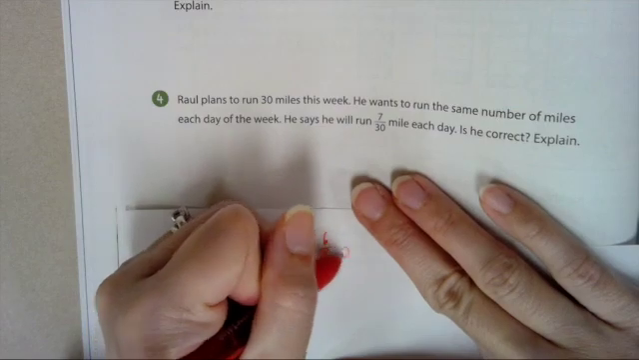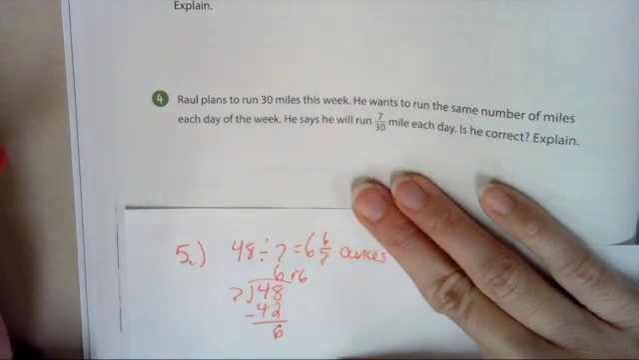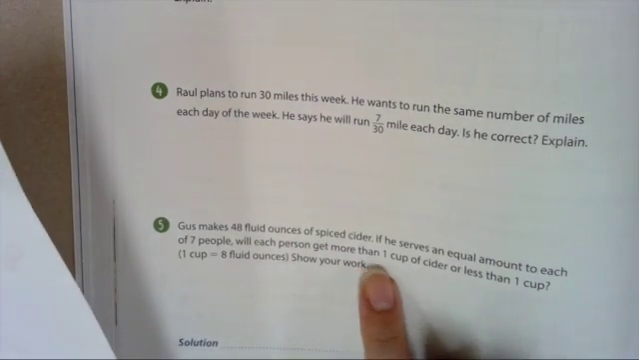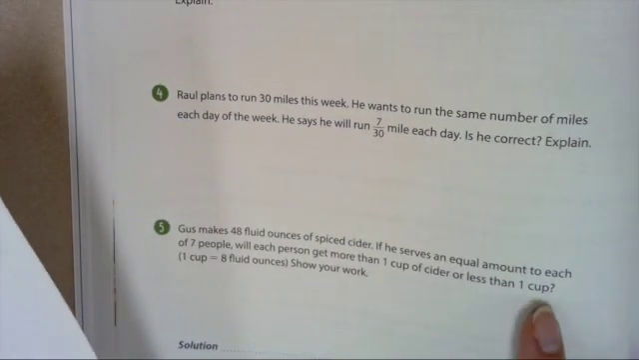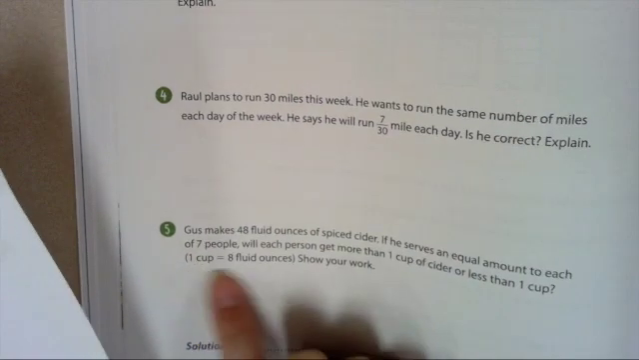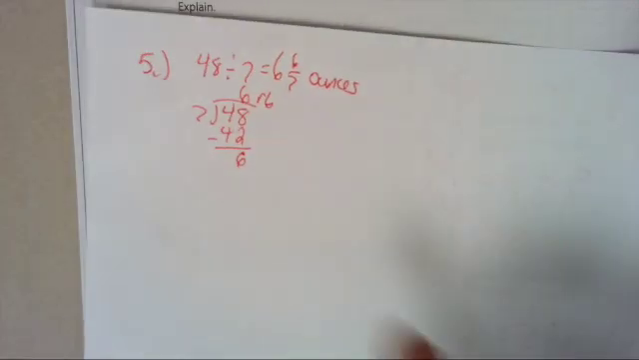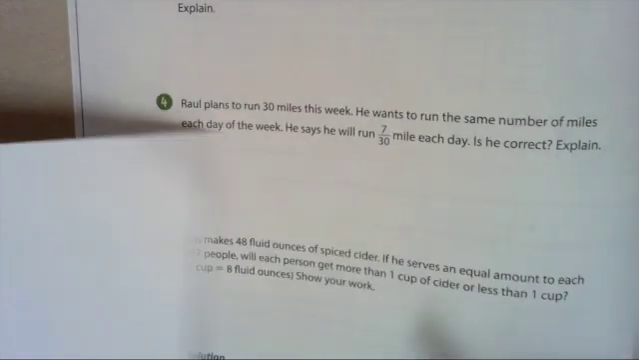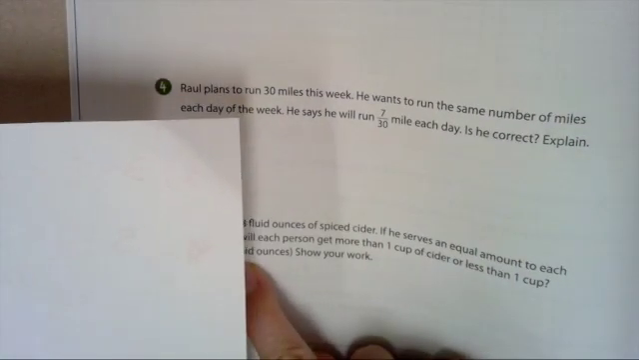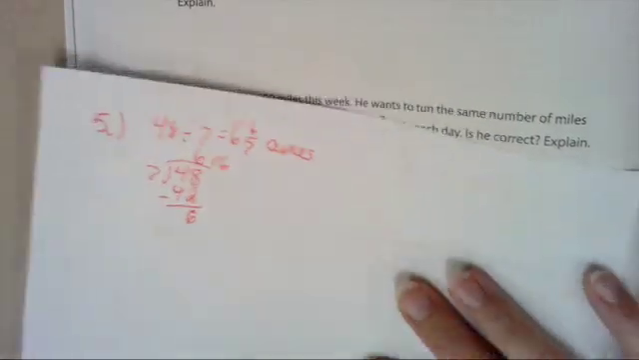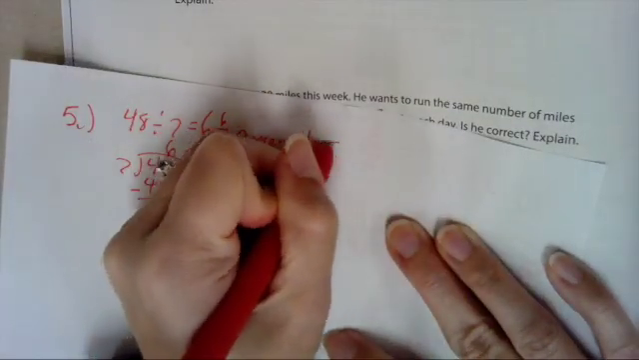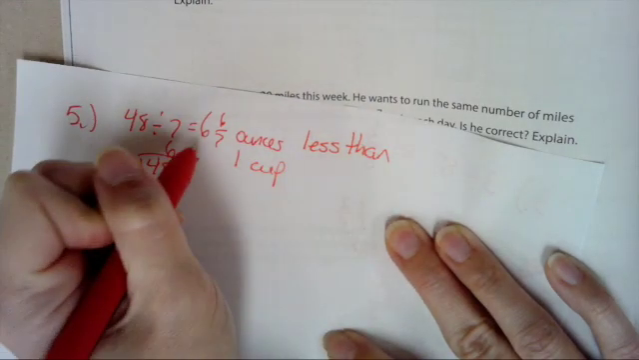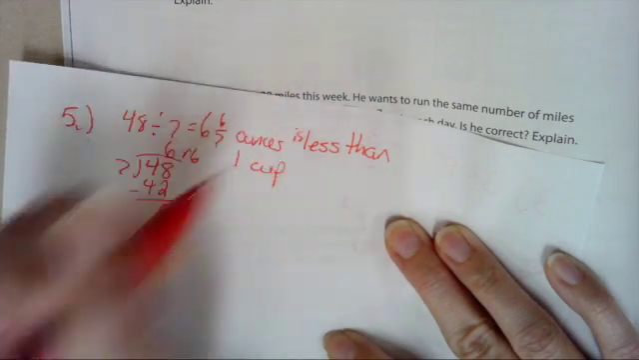Now, this is ounces. Now, the question says, will each person get more than 1 cup of cider or less than 1 cup? 1 cup equals 8 ounces. They're getting 6 and 6/7 ounces. Are they getting a cup if a cup is 8 ounces? No. So they're getting less than 1 cup. 6 and 6/7 ounces is less than 1 cup.